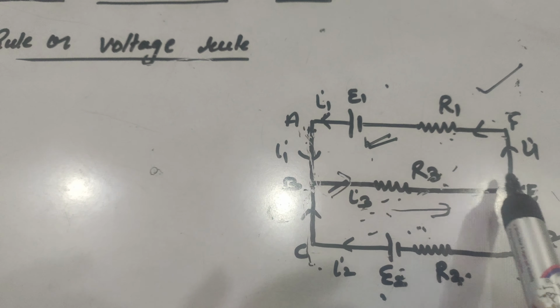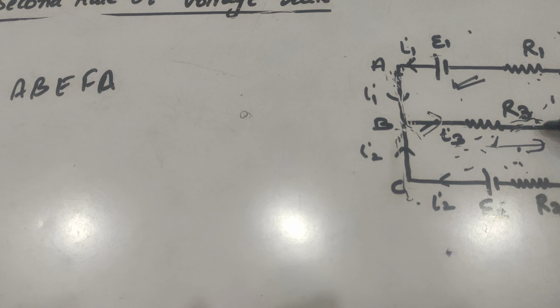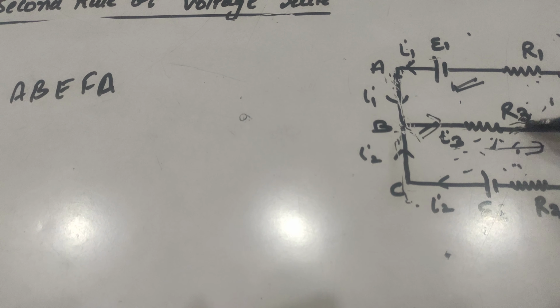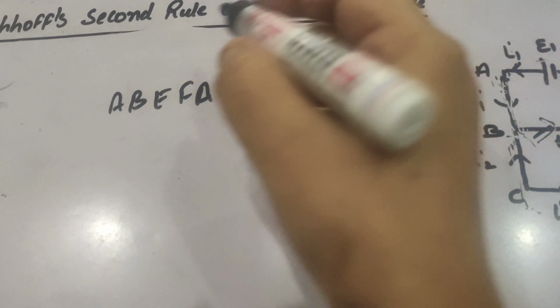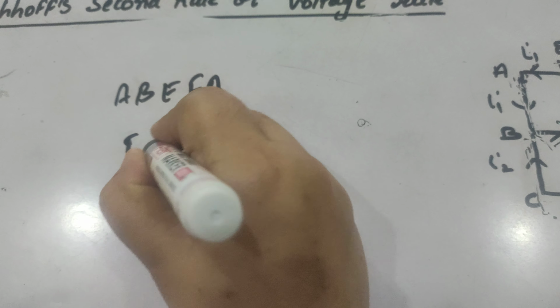Now when we are moving along the loop A, B, E, F up to this path length, there is no cell across this length. So we are not writing here E1 or E2. But when we are moving across this, there is a current flowing through the resistance. Since the direction of current and the direction of our loop path is the same, this product I3 R3 is taken to be positive.